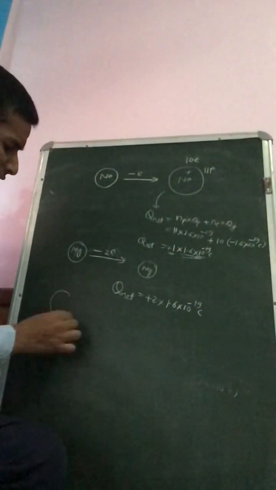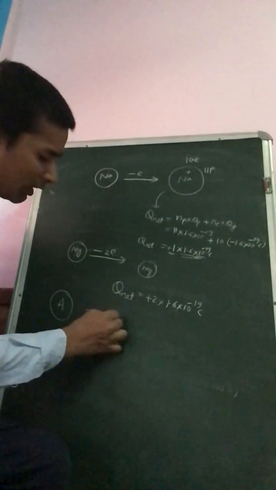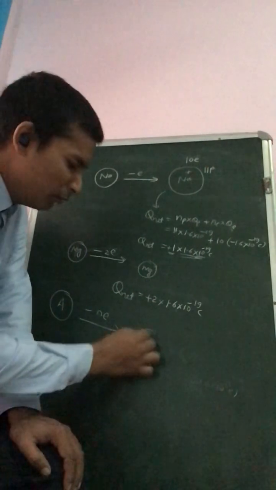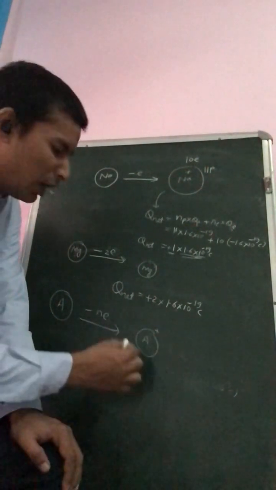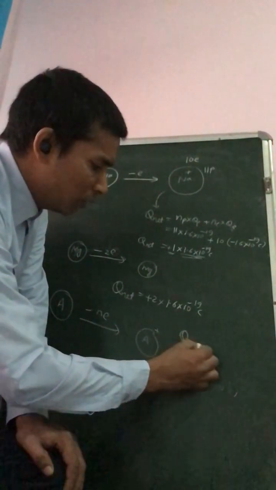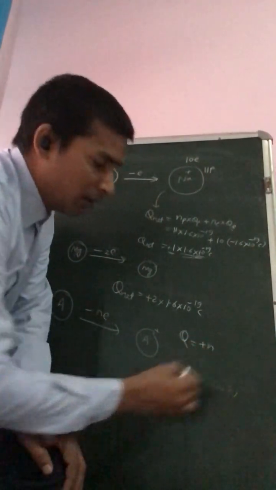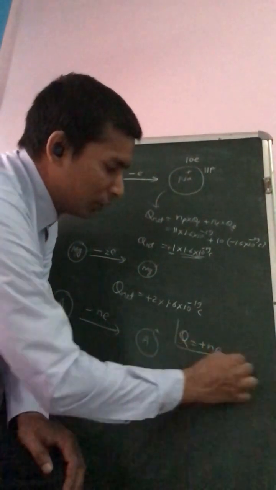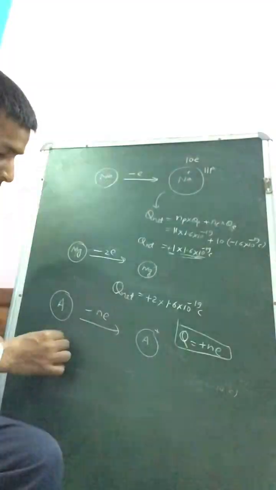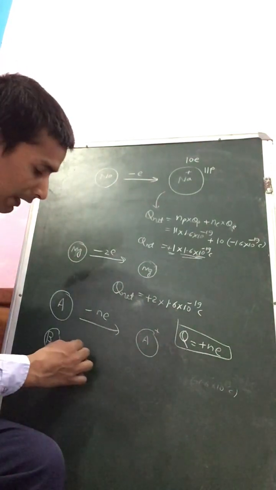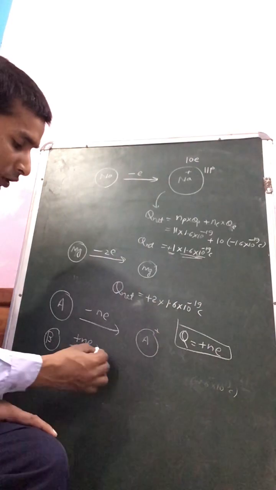Suppose an object A loses an electron, so how much charge will it get? Obviously it will get positive charge. So how much net charge? So Q, how many electrons is it losing? N. So plus N, and E, what? Electronic charge, right? Clear? So suppose another object B is gaining N electrons, right?